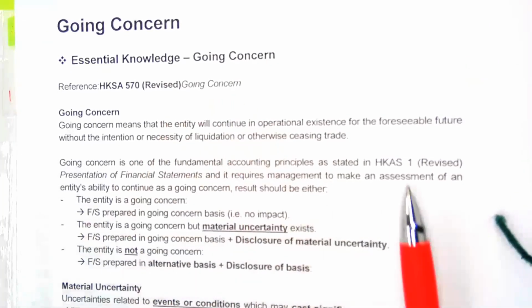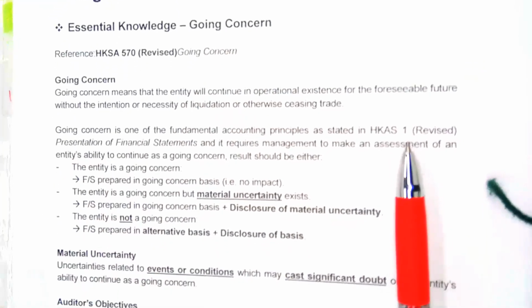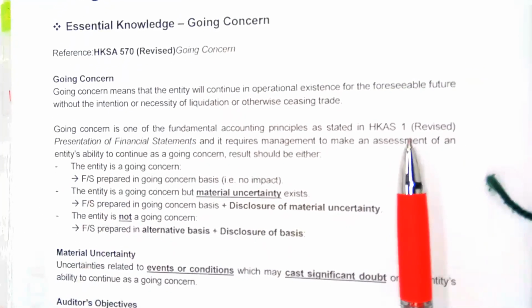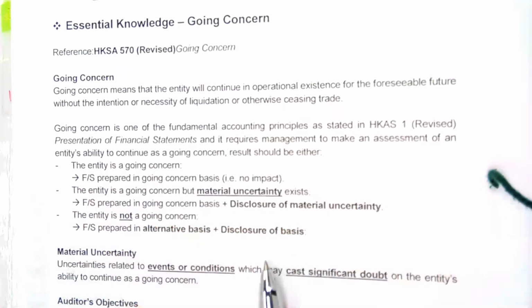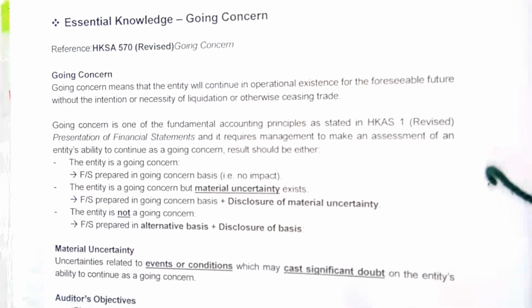The concept of going concern again comes from an accounting standard, HKAS 1, Presentation of Financial Statements. So the first thing you need to learn in this chapter is that there are three situations that you may come across. First of all, remember, nothing has changed. Everything you learned before this moment is still relevant. I'm just adding something additional to your knowledge.